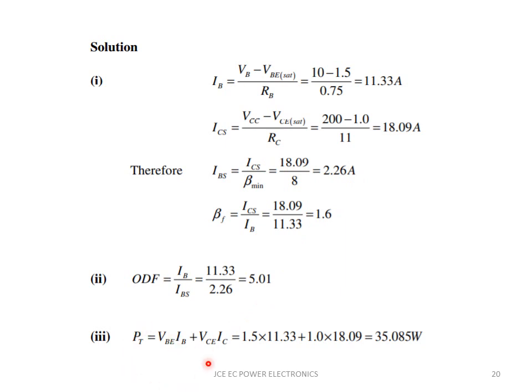The power dissipation is VBE into IB plus VCE into IC. So you should get 35.8085 watts. So this is another problem. There will be multiple such problems, and I will be giving you some to solve on your own.